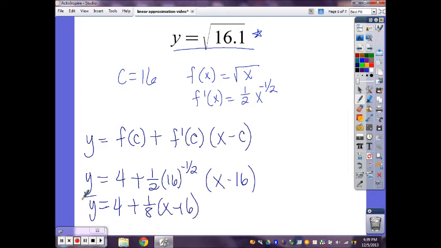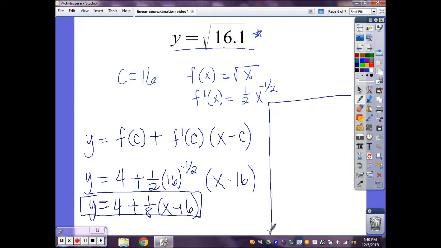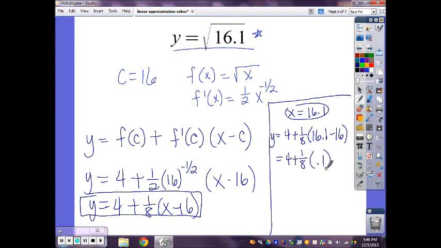And then this would be our equation that we use to approximate what the square root of 16.1 is. So what we do is we backtrack to what we were originally trying to find. X would equal 16.1, so I plug that into my tangent line equation. So I get y equals 4 plus 1/8 times 16.1 minus 16. And then this would simplify to 0.1.